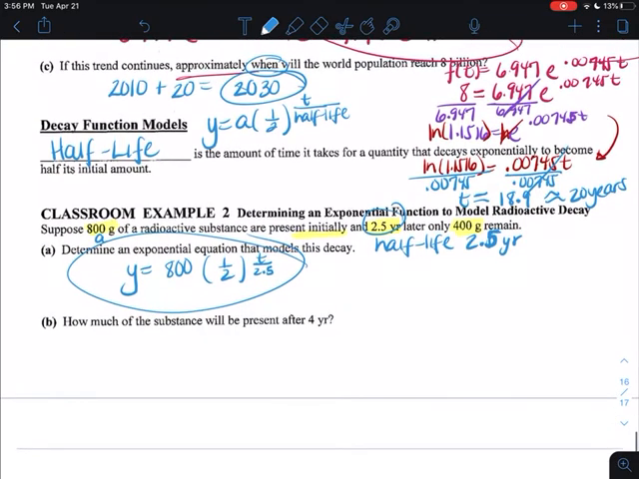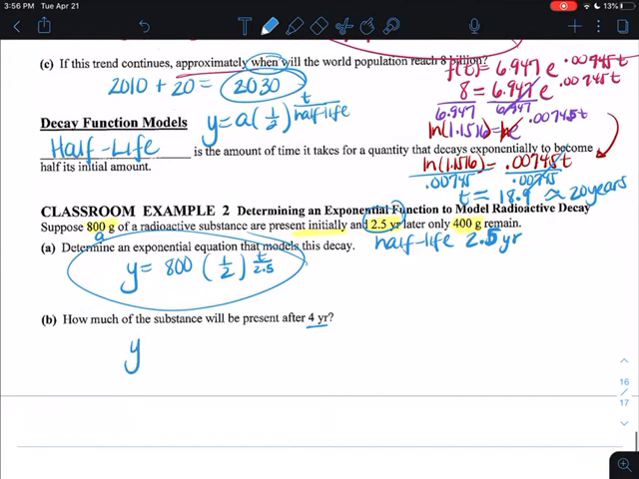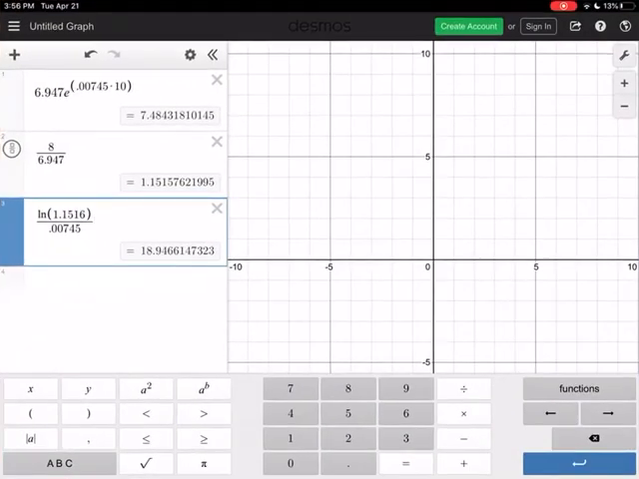Now to answer the question, part B, it says how much of the substance will be present after 4 years? Well, you know after 2.5 years, you're only going to have 400. So in 4 years, you should have less than that. So using this formula, y equals 800, 1/2. The time, our t value, is 4, and you have to divide that 4 by 2.5.